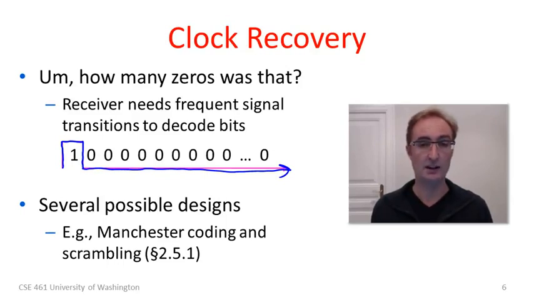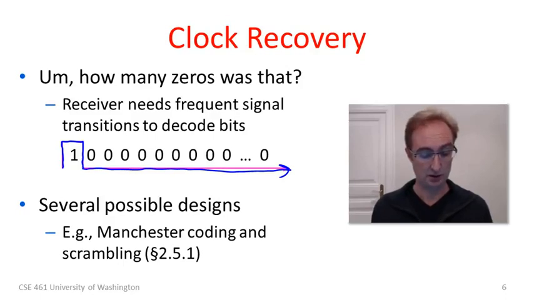So it's clearly a 1, and then how many zeros is it? After a while it gets very difficult for the receiver to accurately work out the transition points between one bit and the next. We could imagine that you'd have a very accurate clock, but that turns out to be expensive. Instead, what you would really like are frequent transitions in the signal itself so that you could help work out the timing of the signal at the receiver. Now, there are several different ways that you might go about this.